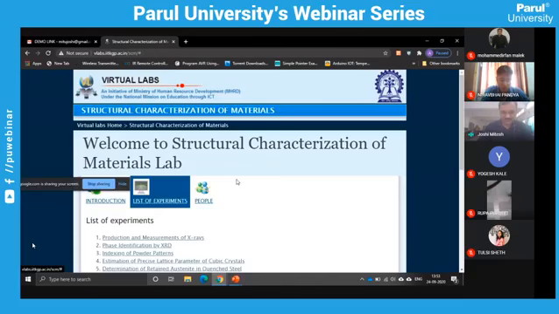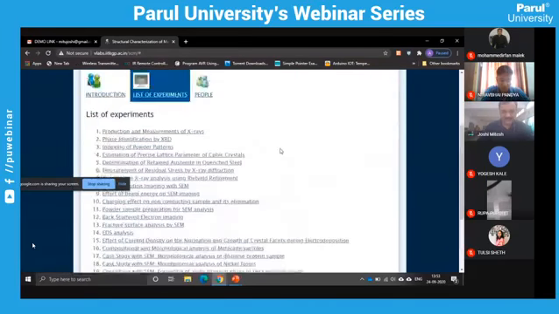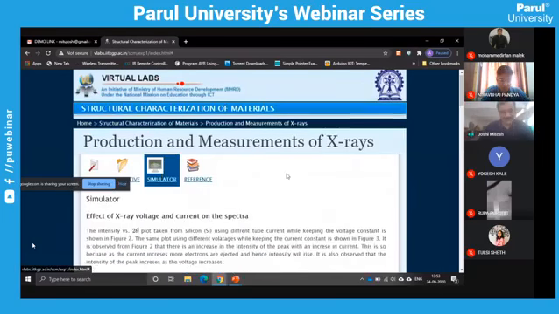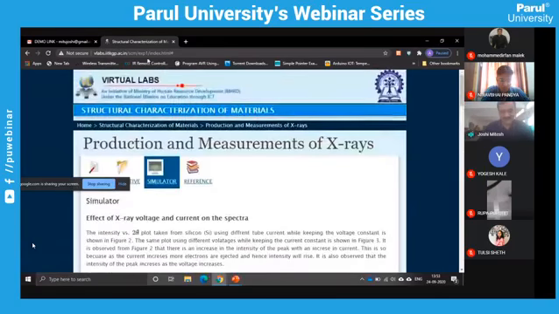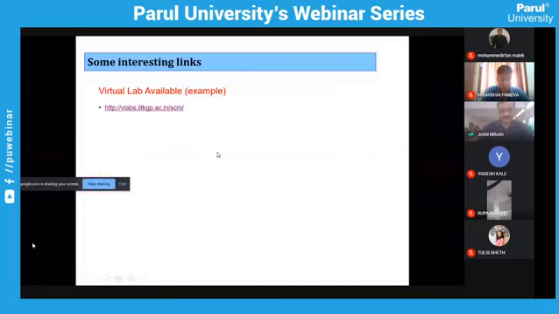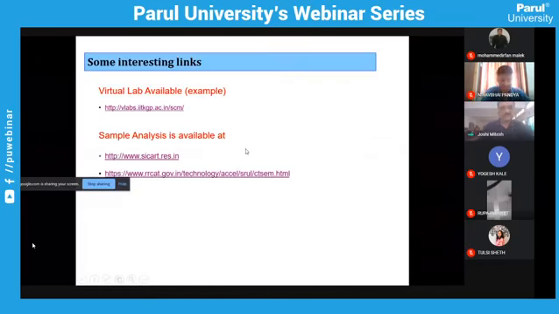You have a list of experiments which you can perform on your own. So I can give you the first one, production and measurement of X-rays. You can use the simulator to get the different images. This is one of the important ones I have encountered so many times. Then we have the sample analysis.